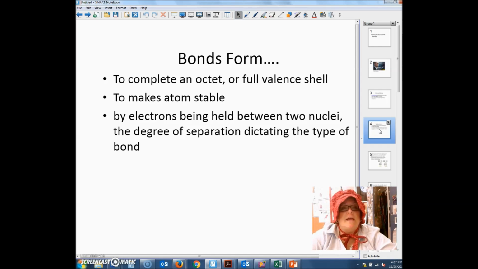But basically what happens is you've got a nucleus here and a nucleus here, and the electrons are being attracted both ways. And if both nuclei can have an effect on that electron, that will hold them together in a bond.